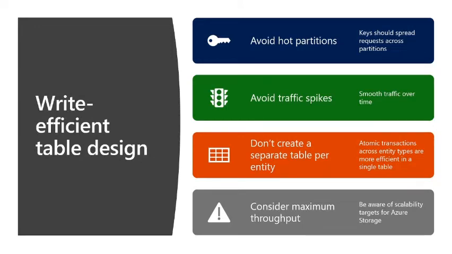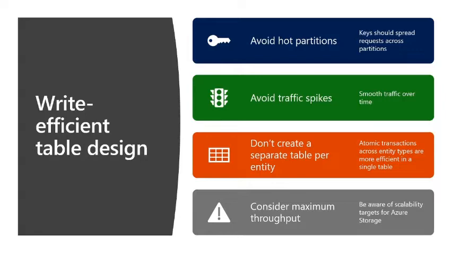The first one was read-efficient. Now we want a write-efficient table design. So it needs to follow four principles. Do not create hot partitions, avoid spikes in traffic, and don't necessarily create a separate table for each type of entity. Consider the maximum throughput that you must achieve.